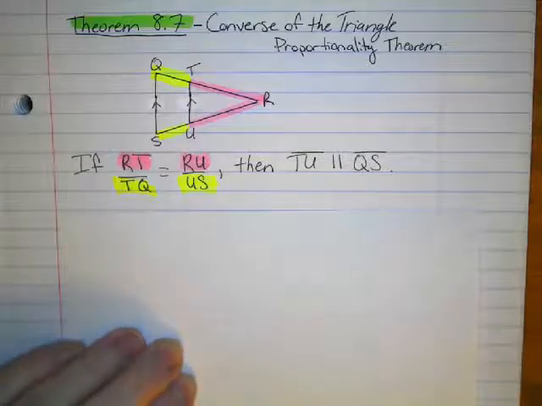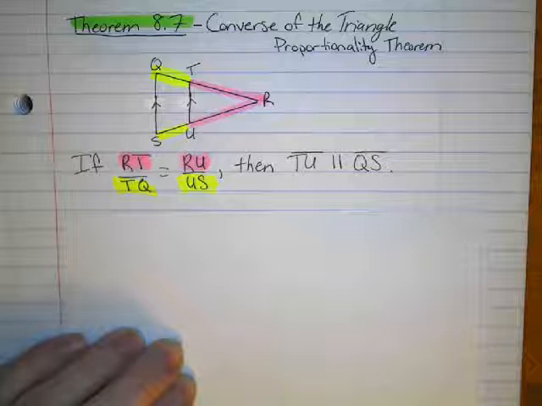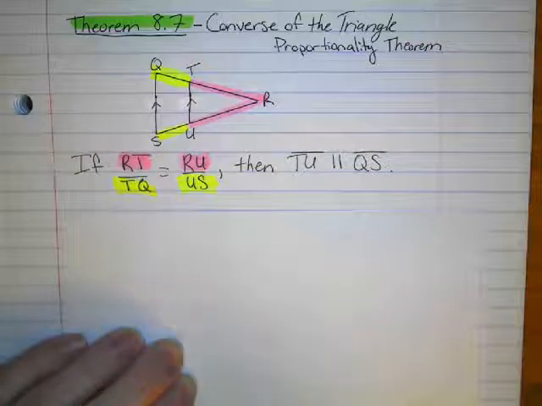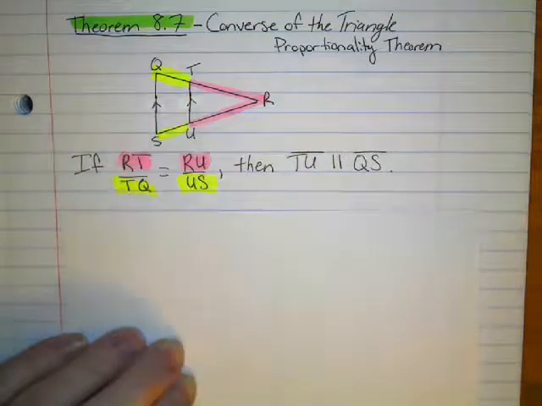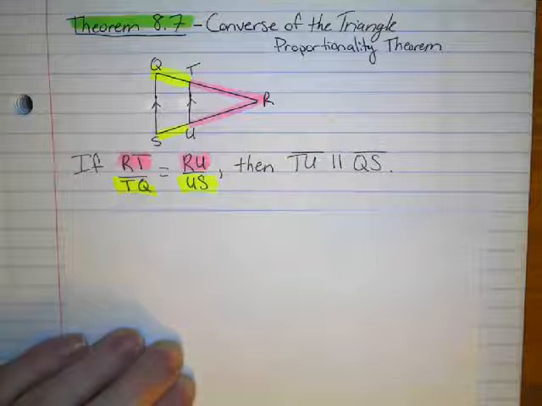We also have theorem 8.7, which states the opposite, which is the converse of the triangle proportionality theorem, which states if we have a proportionality between the two sides of the triangle, so RT over TQ is proportional to RU over US, then we can say that the lines TU and QS are parallel to one another.